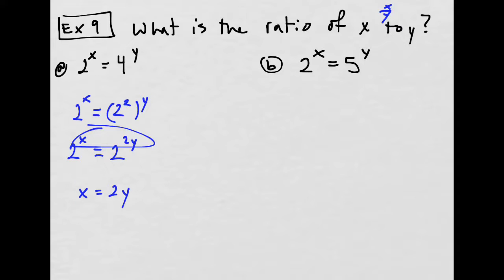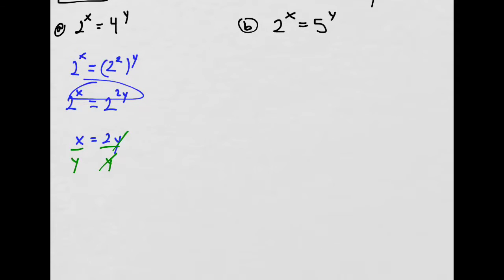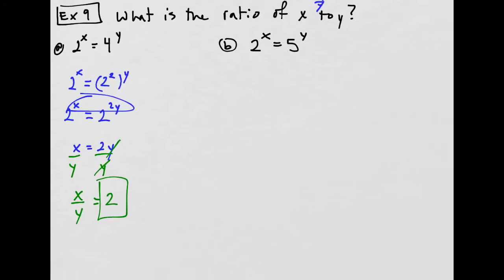I feel like that might be confusing for people. But if I divide both sides by y, then I get x over y. That's what I wanted. And x over y equals 2. So the ratio of x to y is 2.